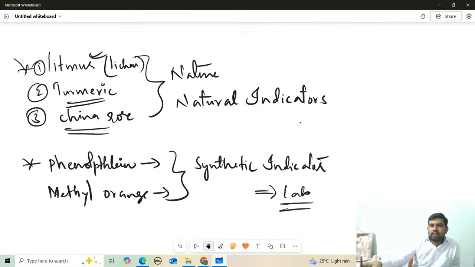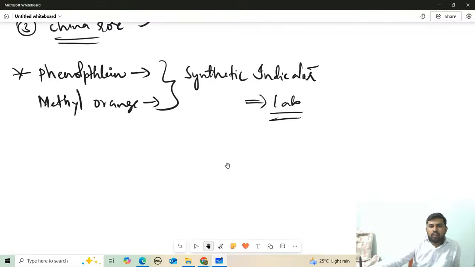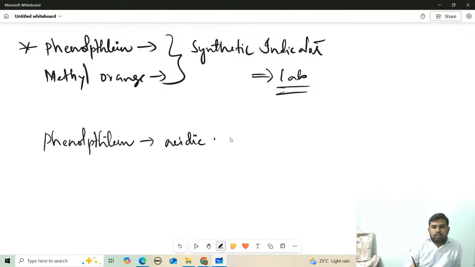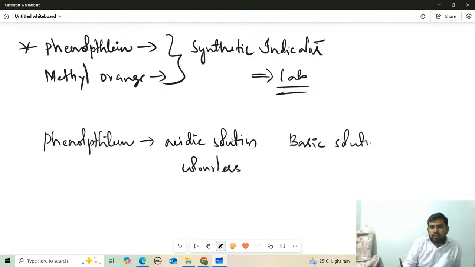Let me discuss their colors. What is the color of phenolphthalein? Phenolphthalein indicator in acidic solution will be colorless; there is no change in color. If it is a basic solution, it will be pink in color, so remember, pink.